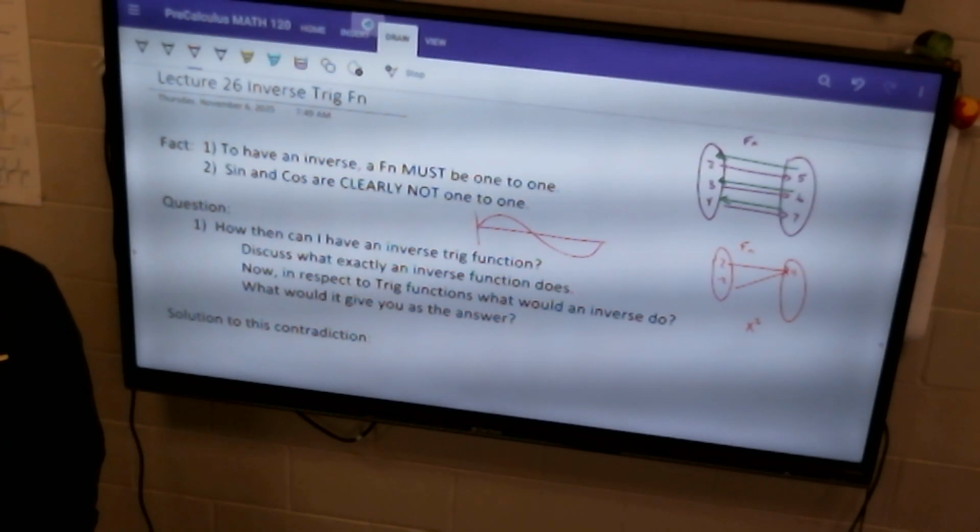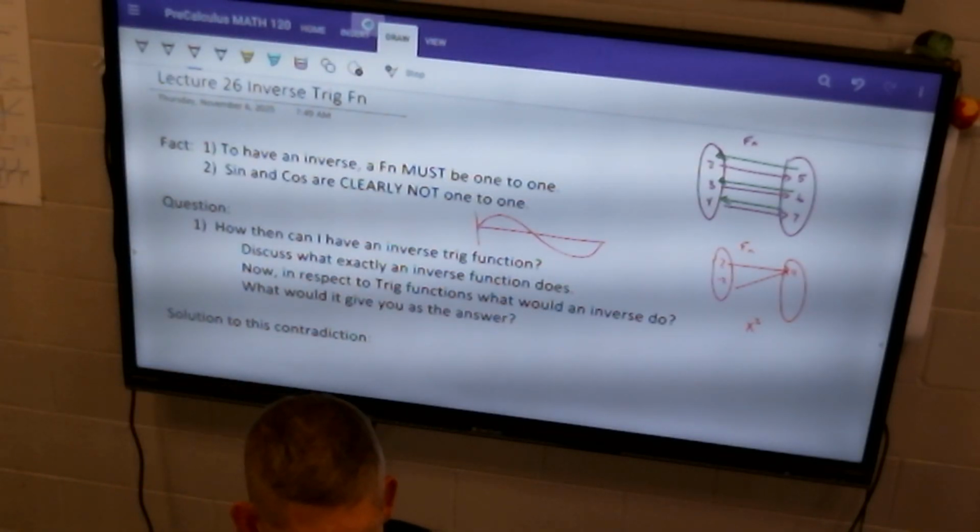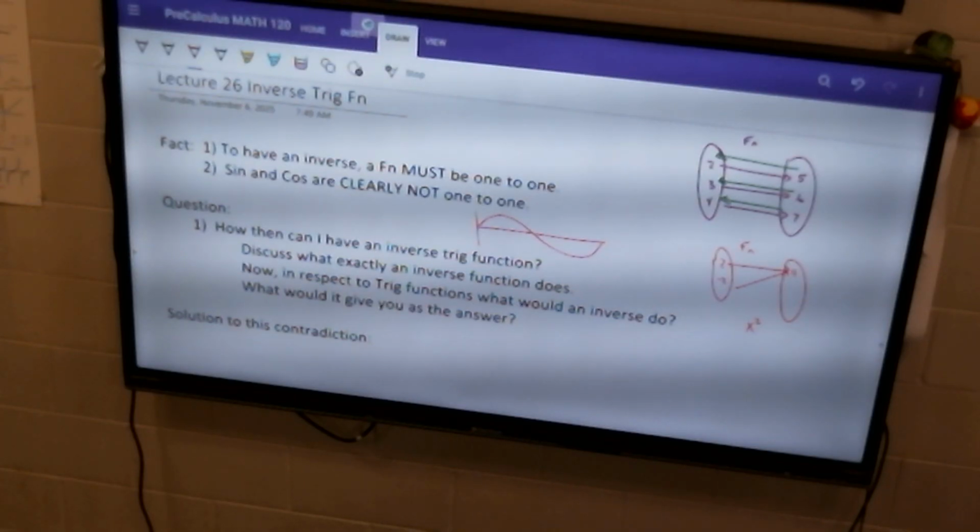What's the sine of pi over 6? 30 degrees. What's the sine? Sorry, 1/2. What's the sine of 5 pi over 6? It's also 1/2. So if I give you 1/2, what do I map back to? Do I go back to pi over 6 or do I go back to 5 pi over 6? Or do I go back to 13 pi over 6?